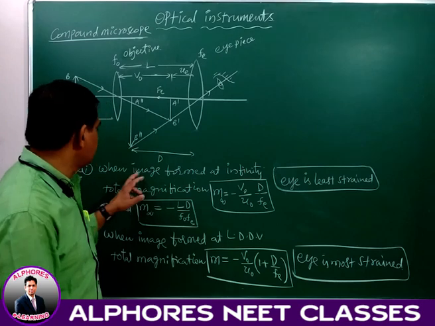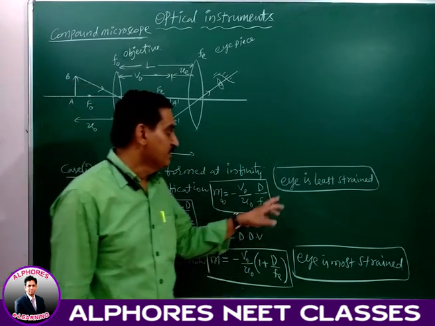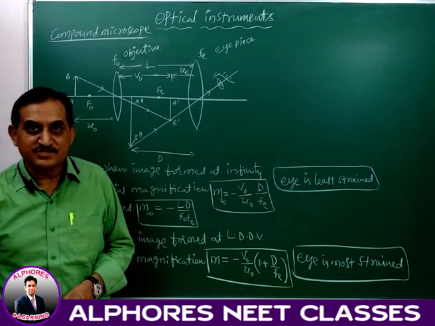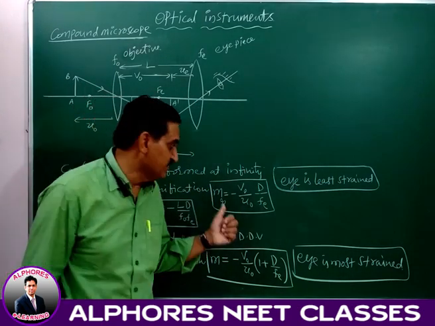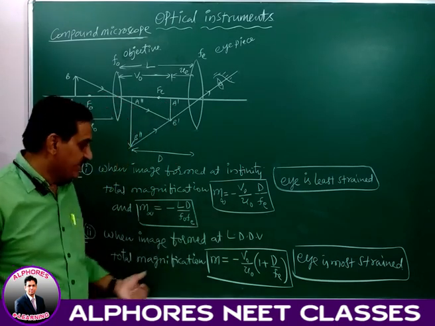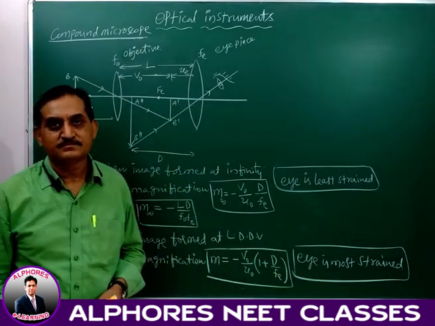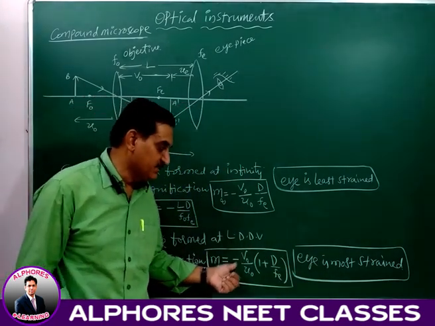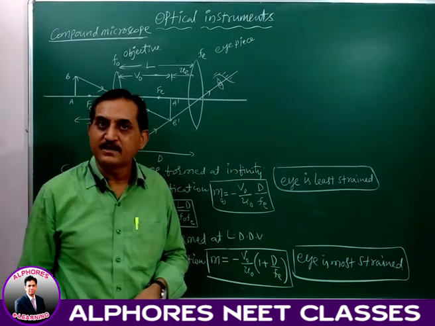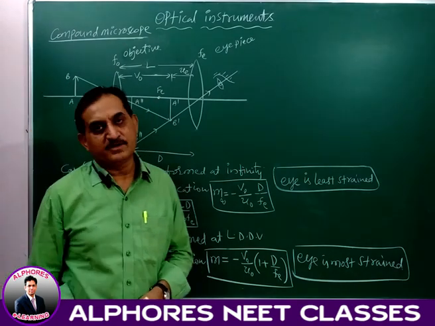So in the first case, when the image is formed at infinity, the eye is least strained, because its magnification is least, minimum. Whereas when the image is formed at LDDV, the eye is most strained because the magnification is greater. Okay, these are the important points related to the compound microscope.